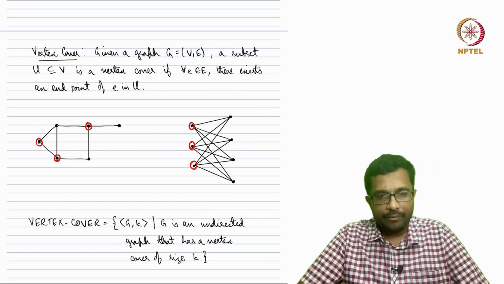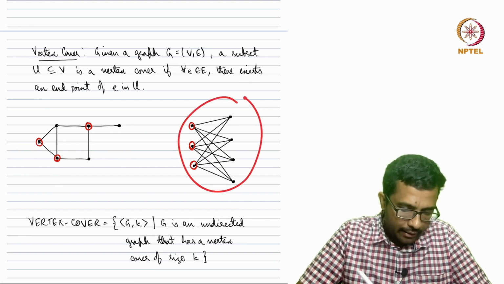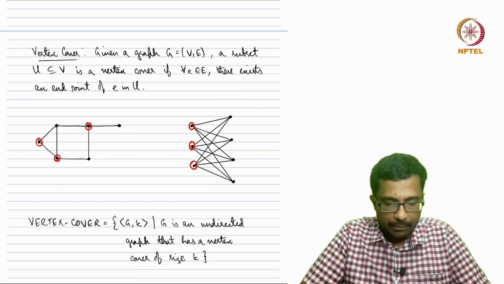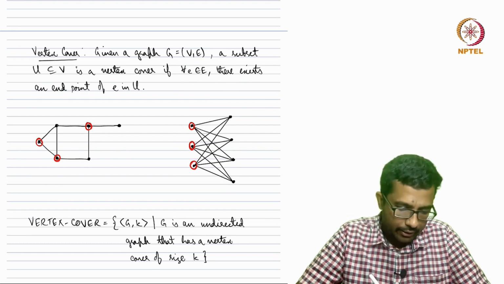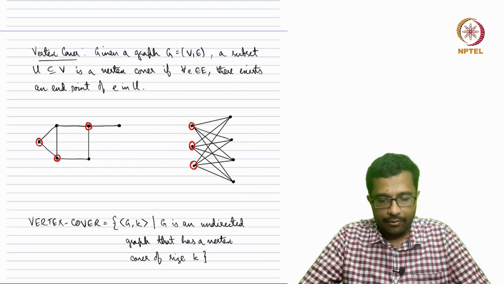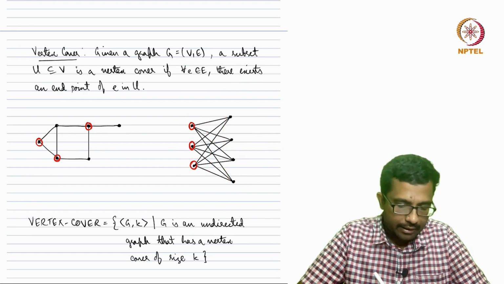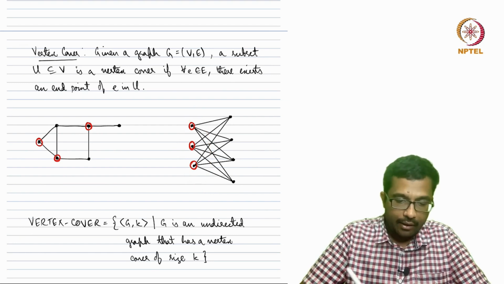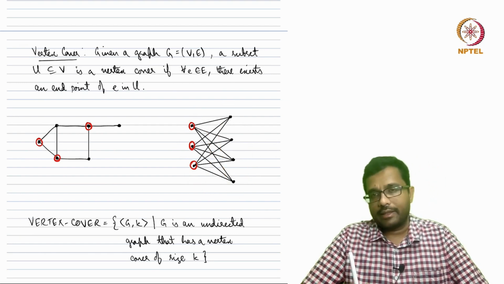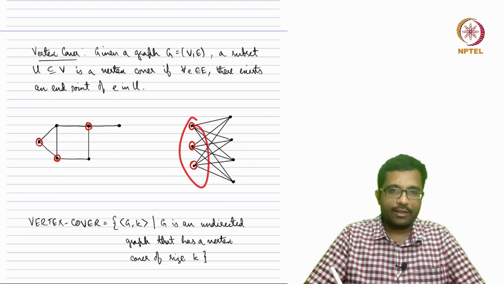So that is the vertex cover. And here on the right side we have a complete bipartite graph, 3 vertices on the left side and 4 vertices on the right side. Any half we can take, the right side or the left side, and that forms a vertex cover. So these 3 vertices form a vertex cover. These 4 vertices would also form a vertex cover, right? But I just mark this one because this is smaller in number.